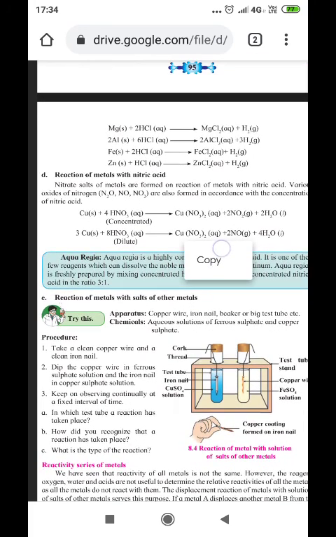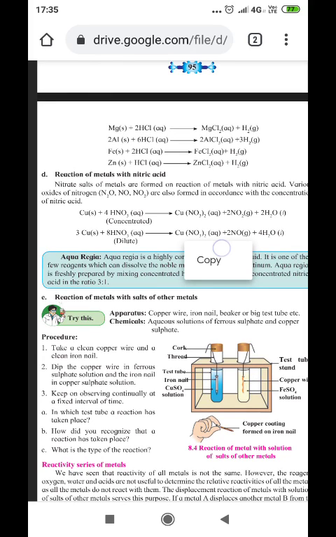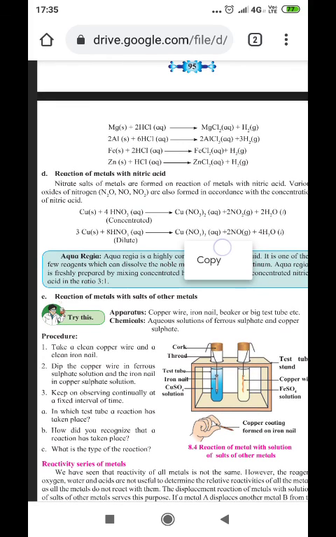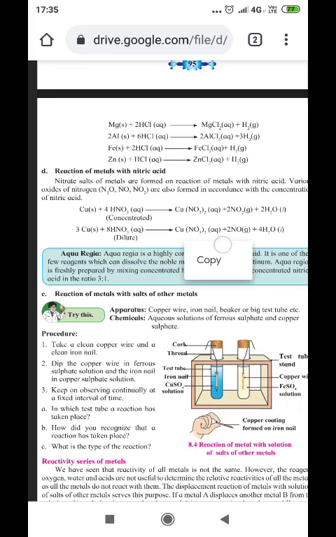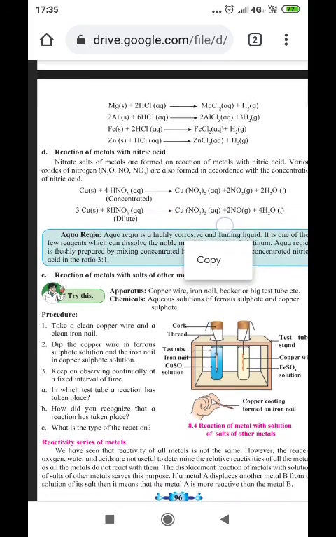So for all these metals the chemical reactions are similar, not exactly the same, but similar, depending upon the number of electrons in the outermost orbit.